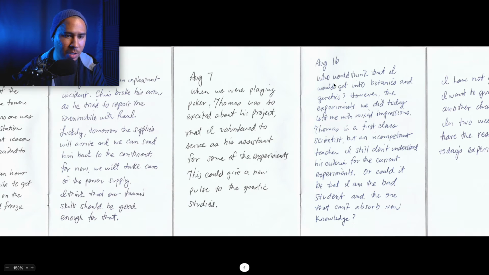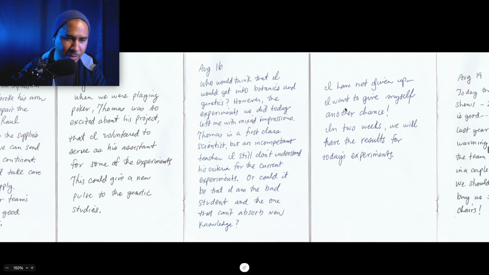August 16th. Who would think that I would get into botanics and genetics? However, the experiments we did today left me with mixed impressions. Thomas is a first-class scientist, but an incompetent teacher. I still don't understand his criteria for the current experiments. Or could it be that I am the bad student and the one that can't absorb new knowledge? I have not given up. I want to give myself another chance. In 2 weeks, we will have the results for today's experiments. So I guess they're experimenting with plants.